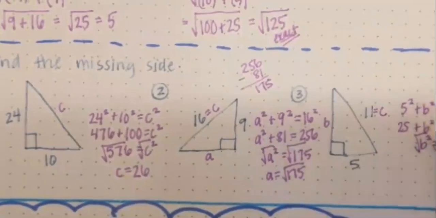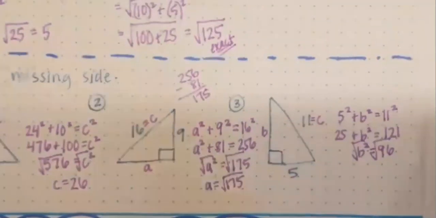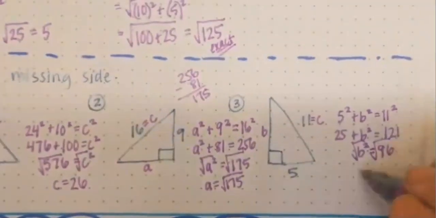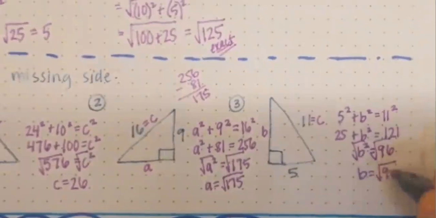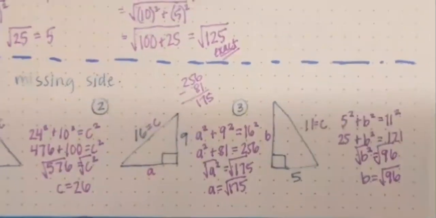Square root, and again, if it asks you for a decimal, you can go ahead and type that into the calculator. If it doesn't, if it wants exact, you can leave it as the square root of 96 because exact means we're not rounding. Okay? All right, now for the next one.